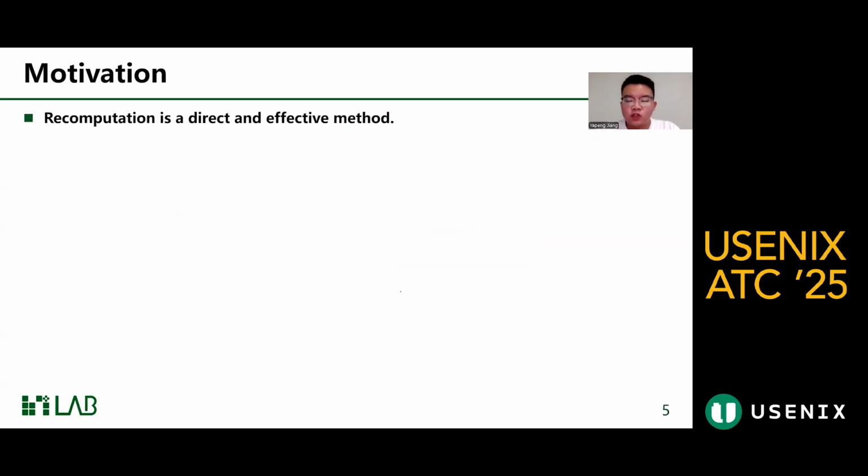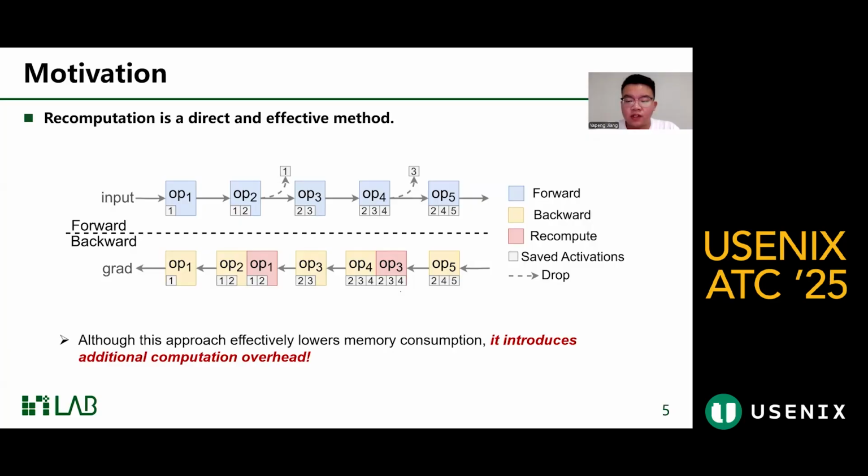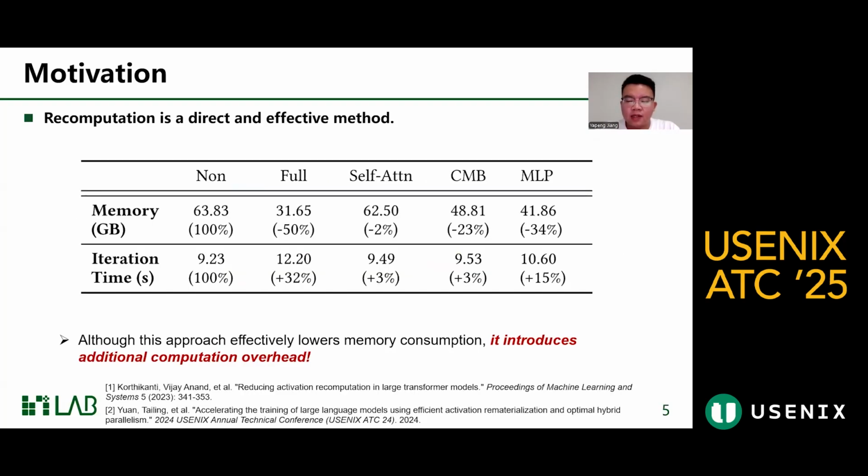A straightforward way to reduce activation memory footprints is recomputation, which discards activations during the forward passes and recomputes them during the backward passes. However, this comes with significant computation overhead. The table above shows the memory and computation cost under different recomputation strategies, revealing a clear trade-off. Saving more memory inevitably incurs higher computation overhead.